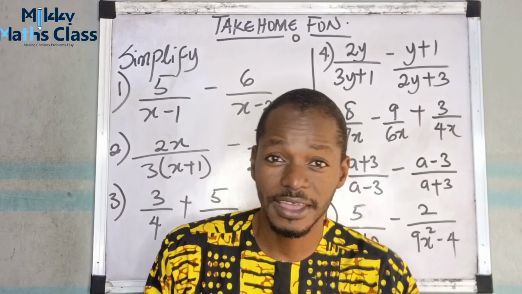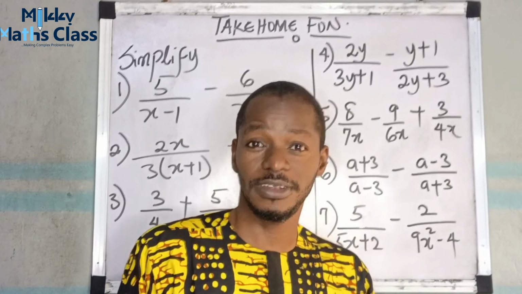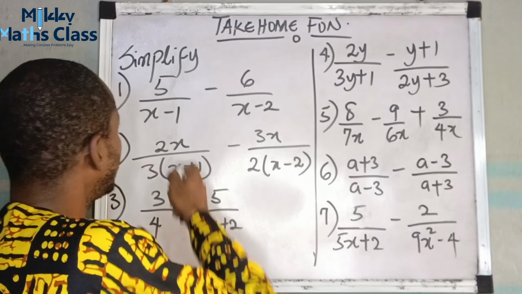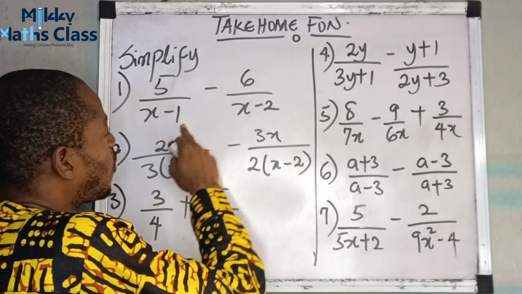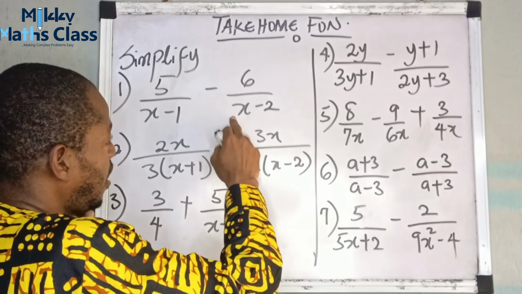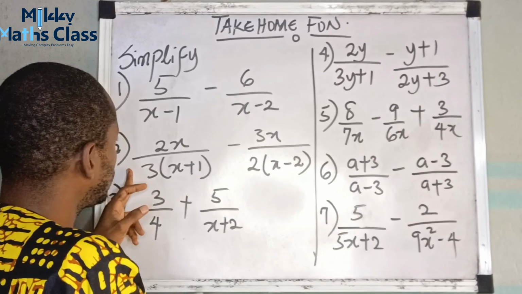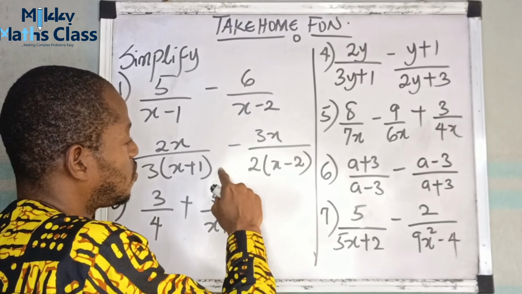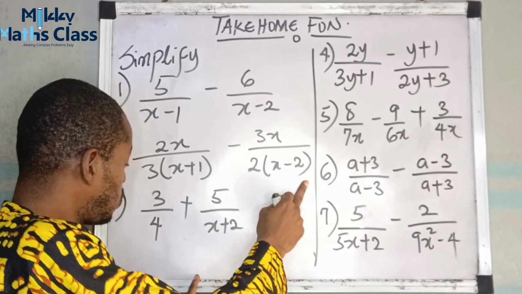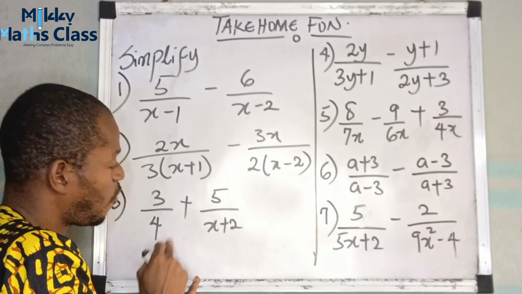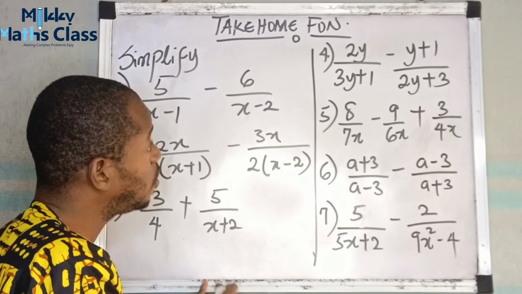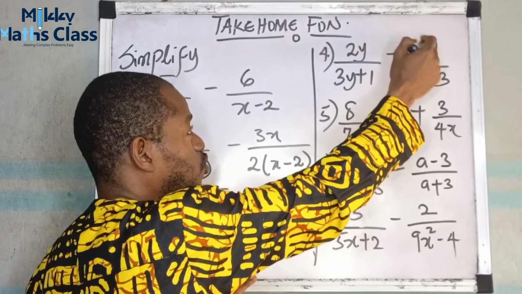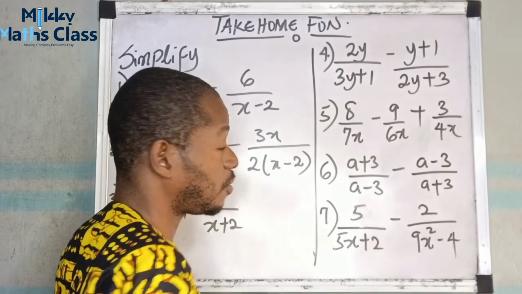Just like in our usual style, before we go, here is a list of take-home fun that you can practice at your leisure time. The first one says simplify 5 over x minus 1 minus 6 over x minus 2. The second one says 2x over 3 into bracket x plus 1 minus 3x all over 2 into bracket x minus 2. The third one says 3 over 4 plus 5 over x plus 2. The fourth one says 2y over 3y plus 1 minus y plus 1 over 2y plus 3.